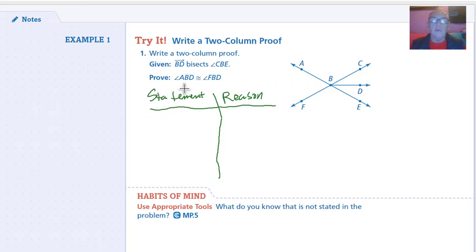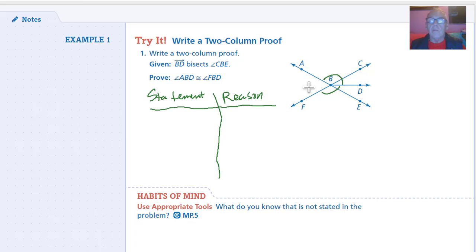So we need to prove that angle ABD, this angle here, is congruent to angle FBD, which is this angle here. So we want to prove that these two angles are congruent to each other. So let's see what we have here.